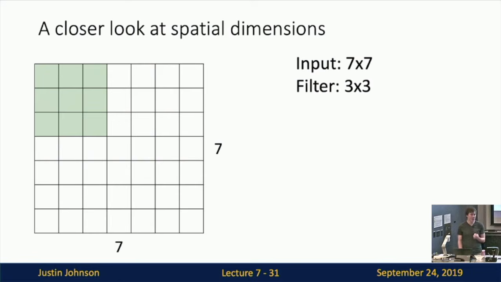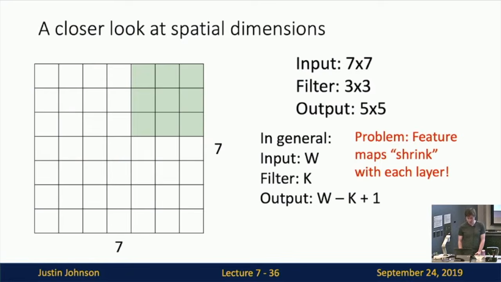To see what spatial size the output should be, we just need to count the number of spots that we can drop down that filter in this input image. So we've got 1, 2, 3, 4, 5. That means there were 5 positions that we could have dropped a 3 by 3 filter into a 7 by 7 image, which means that the spatial size of our output will be 5 by 5. In general, if our input has some size W, and the filter has a kernel size of k, then the size of the output will be W minus k plus 1.